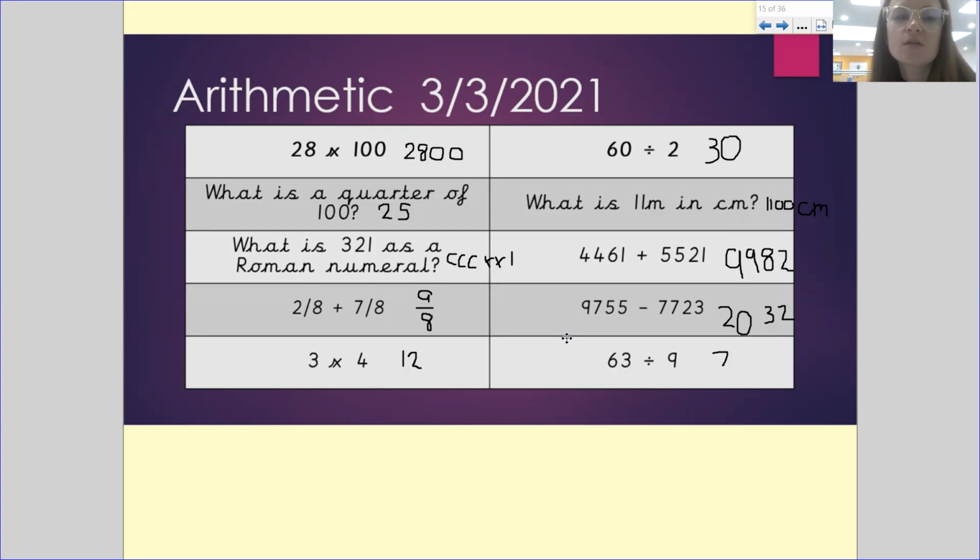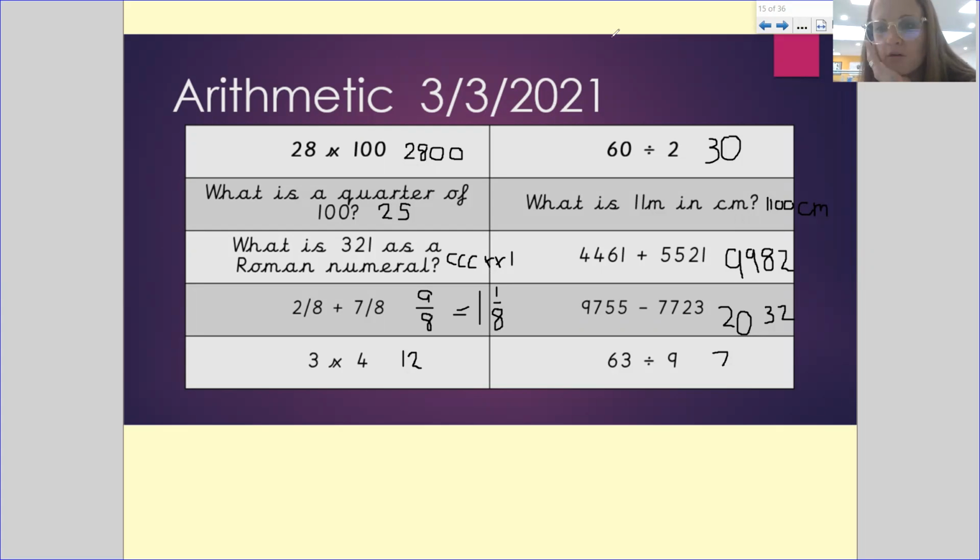28 times 100 is 2,800. A quarter of 100 is 25. You divide 100 by 4 into 4 equal groups, and your answer is 25. 321 as a Roman numeral is CCCXXI. 2 eighths plus 7 eighths is 9 eighths, which is obviously an improper fraction, and that can be changed to, and I will draw it here, 1 whole and 1 over 8, because 8 over 8 would be 1 whole.